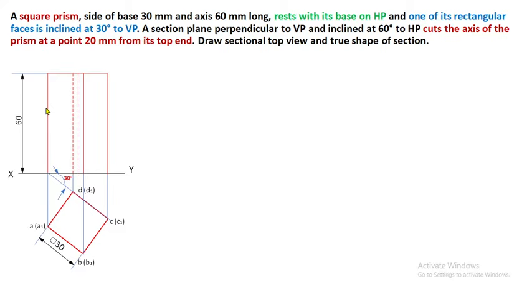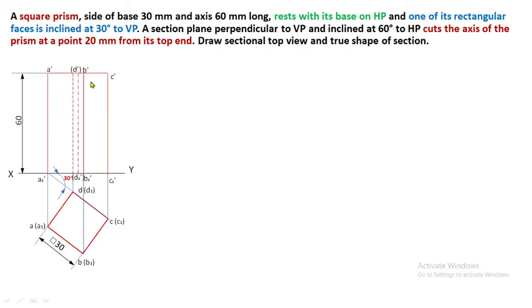Now the notations: A dash, B dash, C dash are visible from here, but D is invisible. That is why it is drawn with hidden lines, so it has to be D dash in brackets. So A dash, B dash, C dash, but D dash has to be in brackets. It is invisible in the front view for an observer standing here.